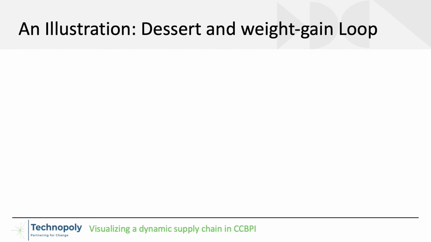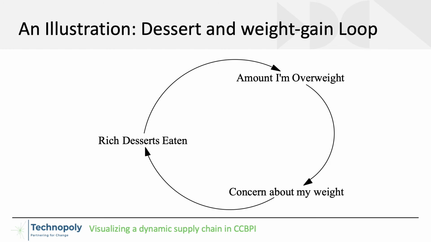Another example is what we call a dessert and weight gain loop. In this loop, we talk about three basic variables in trying to control my personal weight. So we talk about how much dessert I eat, my current weight, how overweight or how heavy I am, and then my concern about my weight. So allow me to start by focusing on my concern about weight.